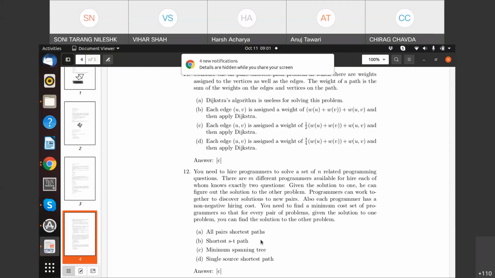The solution I know is minimum spanning tree. You can think of it as a graph, because each guy only knows two questions, and if he's given the solution to one, he can solve the other problem. And this working together in pairs is basically the transitive property. If you are given the solution from A to B and B to C, you can find out A to C.